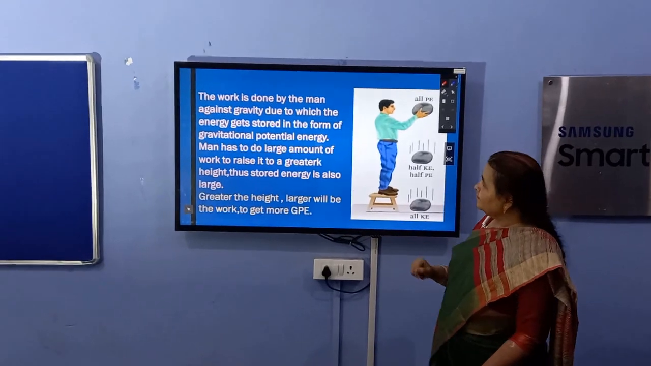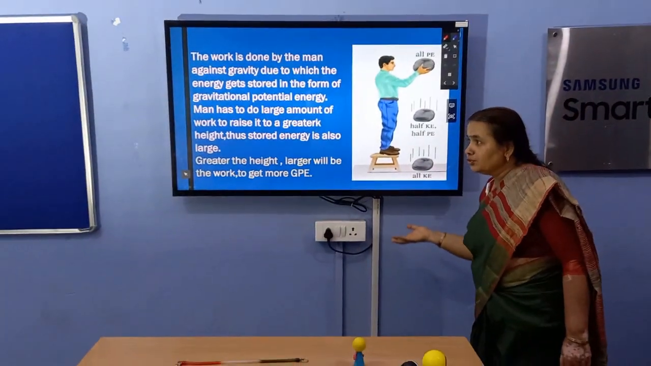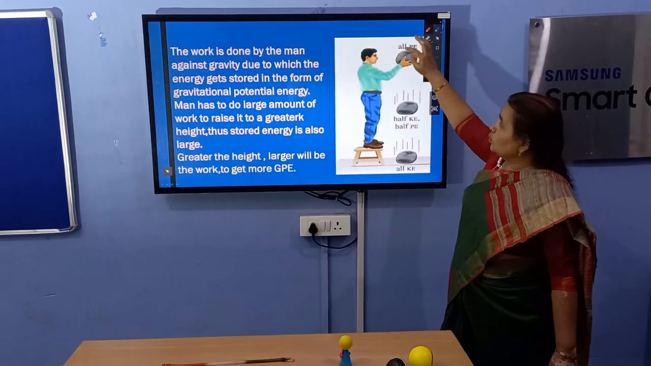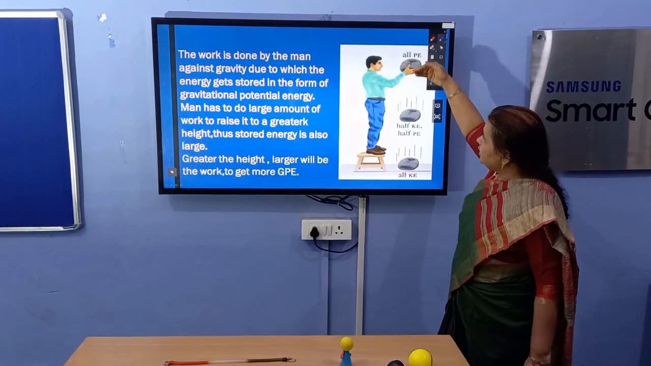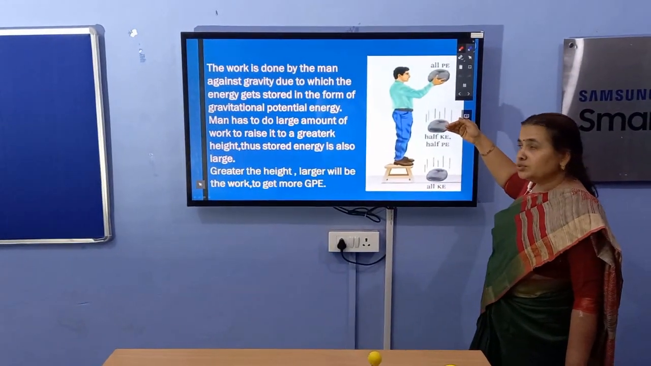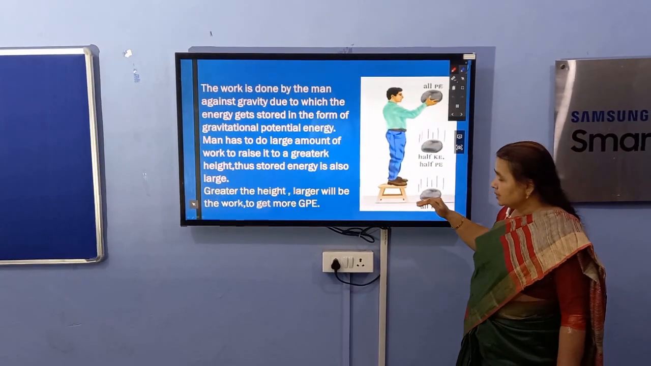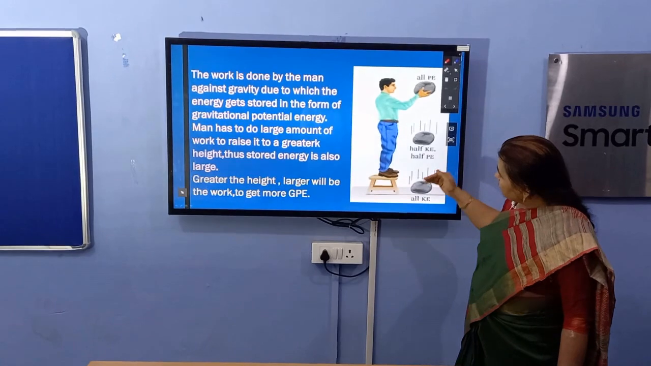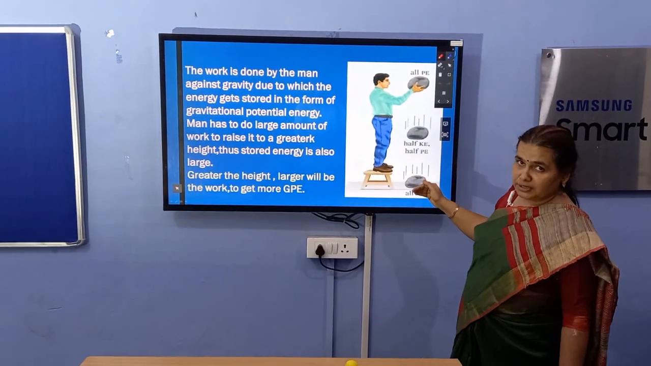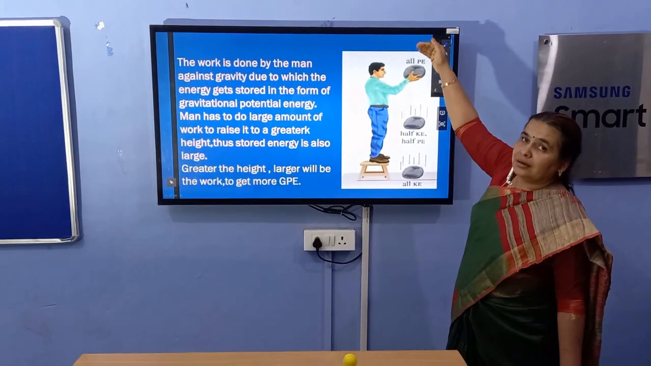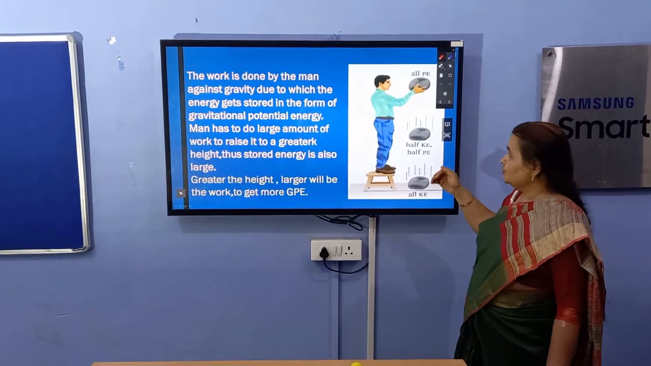See here, if we are lifting one stone up to this height, we are doing work to lift this stone up to this height. This stone gets gravitational potential energy, and when you leave this stone, the gravitational potential energy gradually changes into kinetic energy, and at the bottom, just before touching the ground surface, the gravitational potential energy gets converted into kinetic energy. Larger the height, larger will be the potential energy, and the greater will be the kinetic energy with which the stone falls.